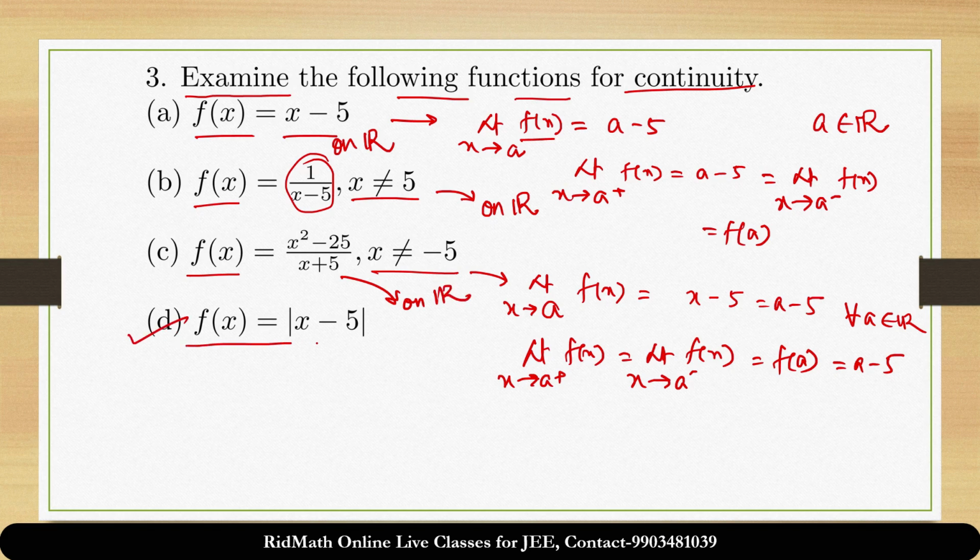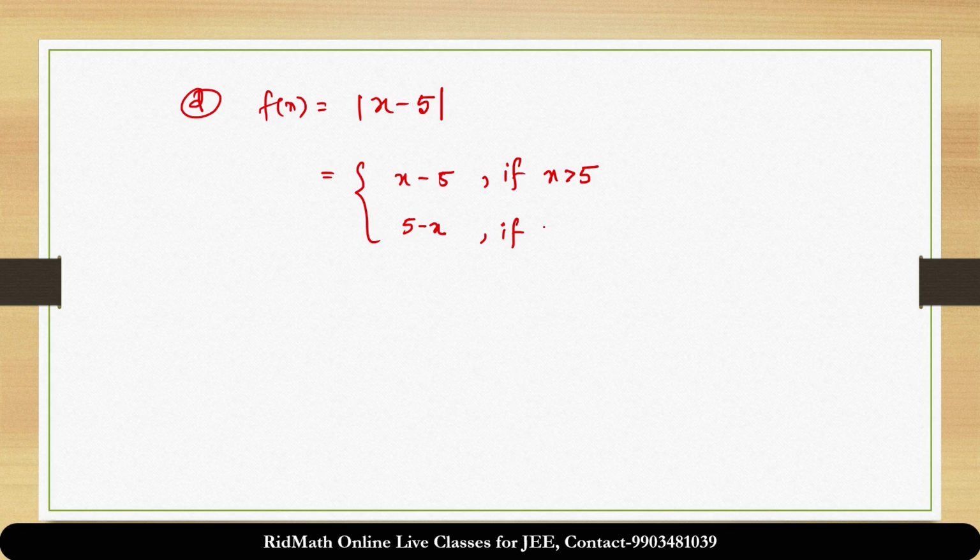Now the problem number D. This is something interesting. So problem number D is f(x) is equal to mod of x − 5. So we have to break this definition. So that means this is equal to x − 5 if x greater than 5, and 5 − x if x less than or equal to 5. We can use the equality sign in case of x greater than 5, but we use it here. So now check the continuity of this function.